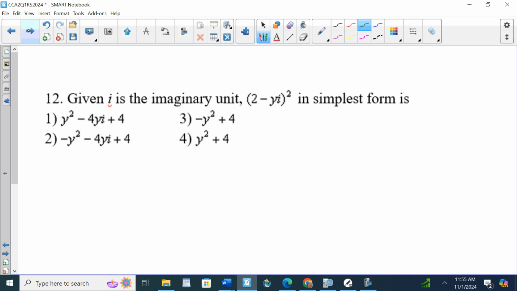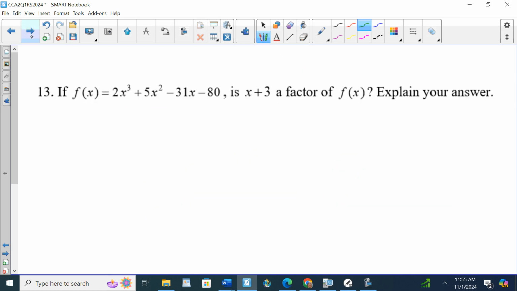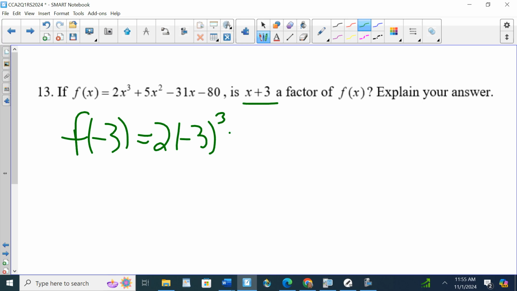All right. Number 13. Is x plus 3 a factor? To determine if something is a factor, I need to find the remainder. To find the remainder, I do remainder theorem. So I'm substituting the opposite of what I'm dividing by in for x. So I'm substituting negative 3 in for x. I replace all the x's with negative 3's. And then I'm going to type it into the calculator and see what I get.